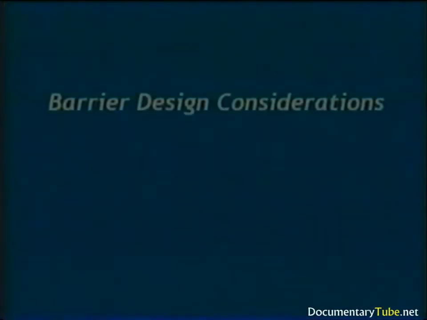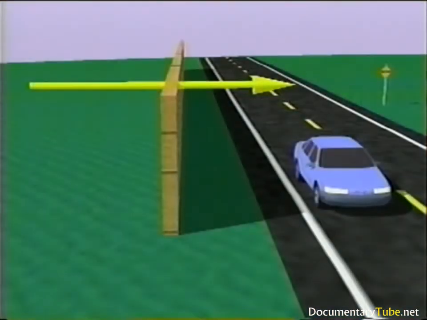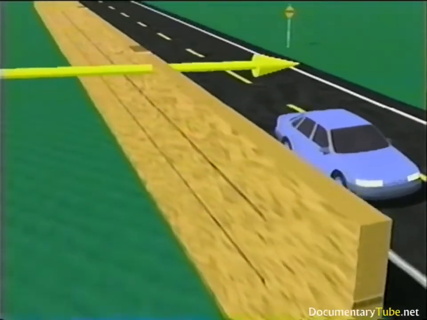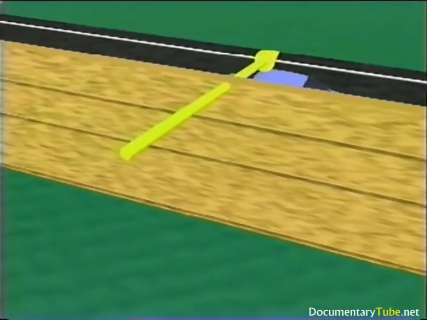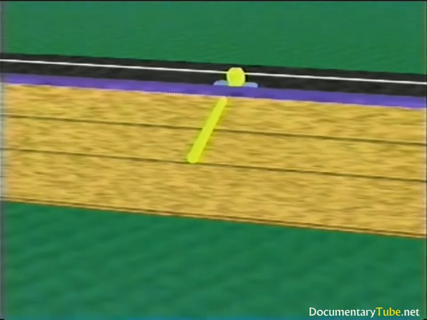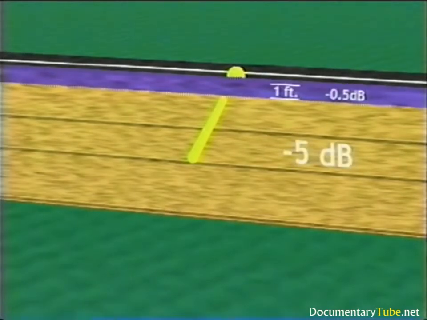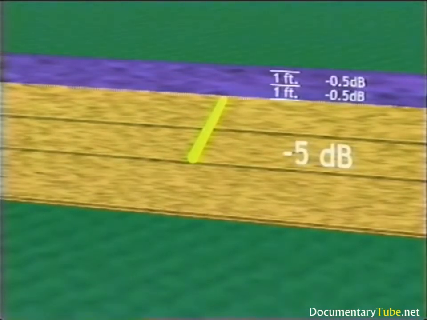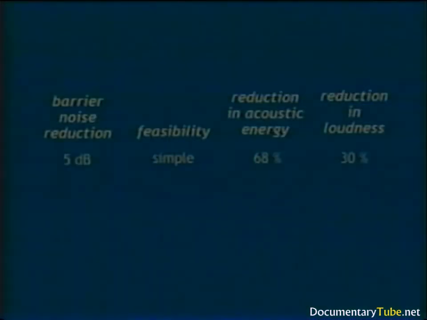Several design considerations need to be addressed when constructing a barrier. Following is a brief discussion of some of the acoustical design parameters. As a general rule, a wall that breaks the line of sight between the source and receiver provides 5 dB attenuation. Thereafter, you can achieve about a half dB attenuation per incremental foot of height, or 1.5 dB attenuation per meter. Breaking the line of sight with a barrier and getting the 5 dB reduction is simple.